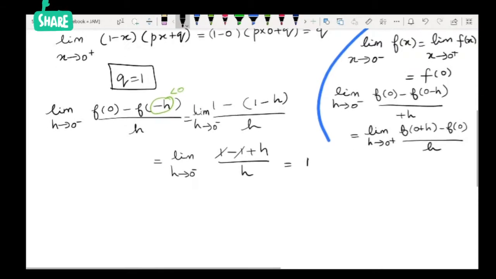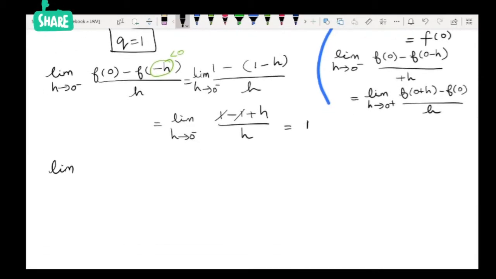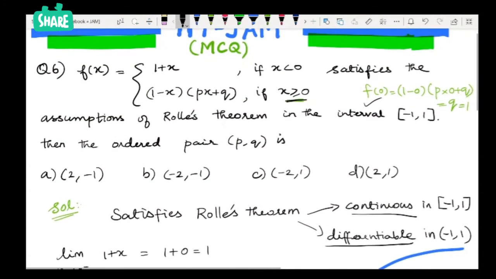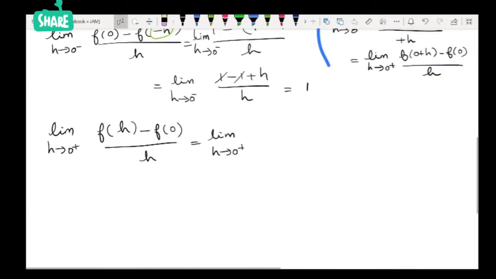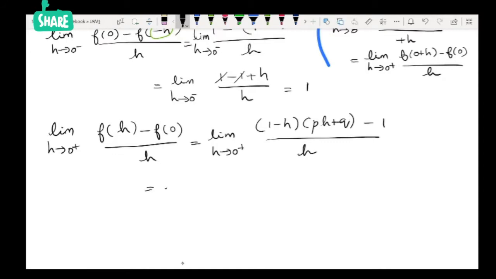Let's try to find the right limit of the derivative. So limit h tends to 0 plus f of 0 plus h minus f of 0. I'm going to simply put f of h minus f of 0, the whole divided by h. Now for limit h tends to 0 plus, h is a positive value, greater than 0. For that, the function is defined to be 1 minus x times px plus q. Actually, I'm going to apply h instead: ph plus q minus f of 0, which is 1, the whole divided by h. So we get limit h tends to 0 plus.